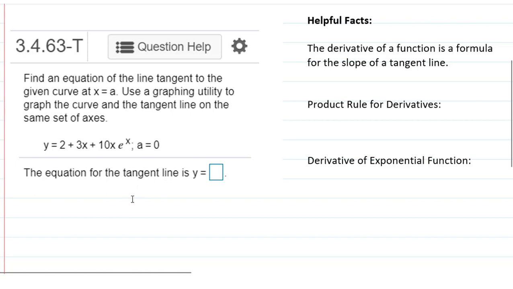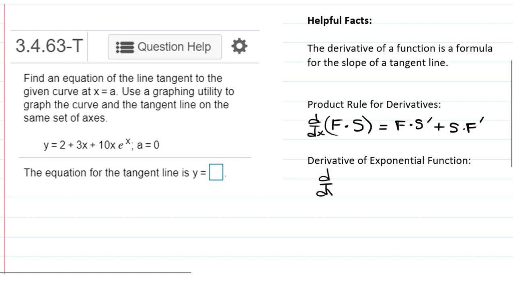So some helpful facts that we're going to use in solving this problem is, first of all, that the derivative of a function is a formula for the slope of its tangent line. We're also going to use the product rule for derivatives. The way I like to think of it is if you have a function that can be broken down into a first part times a second part, then the derivative of that product is going to be the first function times the derivative of the second plus the second function times the derivative of the first.